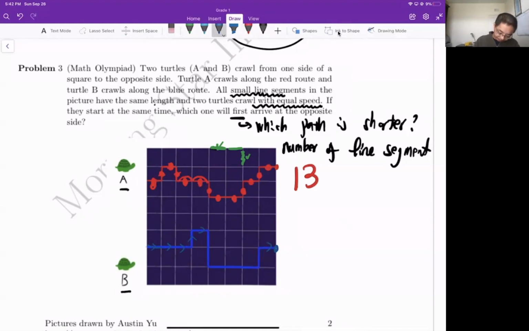Okay, how about the blue one? 1, 2, 3, 4, 5, 6, 7. All right, so here you see we have 2 line segments, 7, 8, 9, 1, 2, 3, 4, 5, 6, 7, 8, 9, 10, 11, 12. All right, so the number is 12. Okay, so this 12 is smaller than 13. So we get this one is shorter. Therefore, we can say B will arrive at the opposite first.